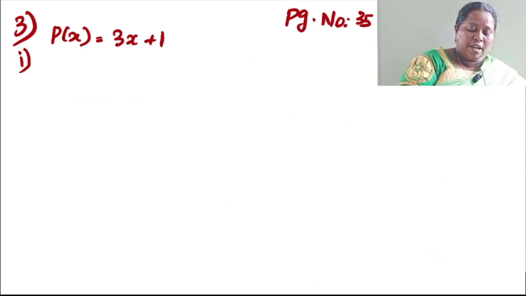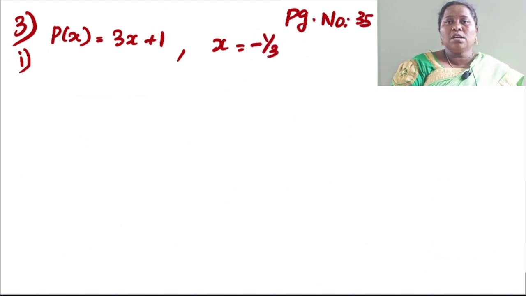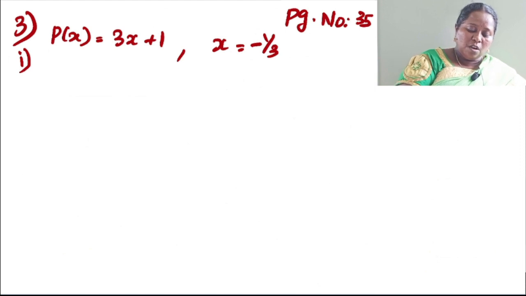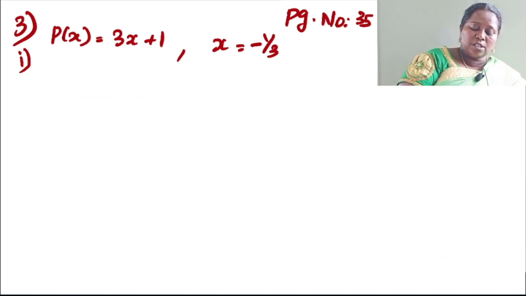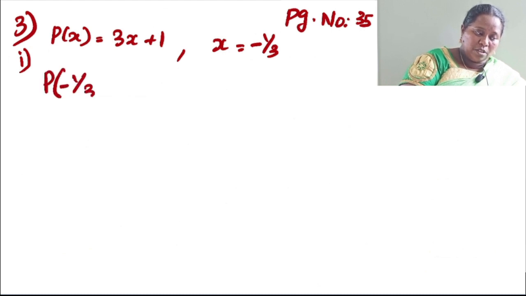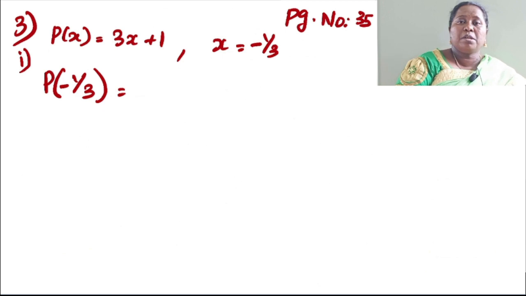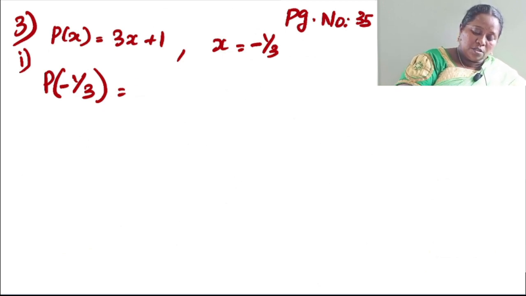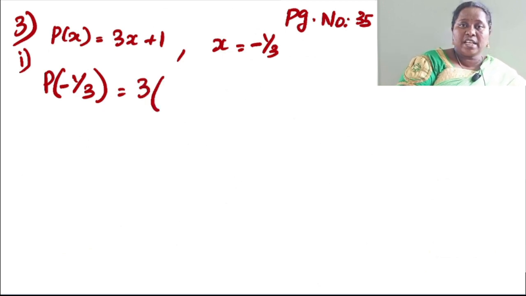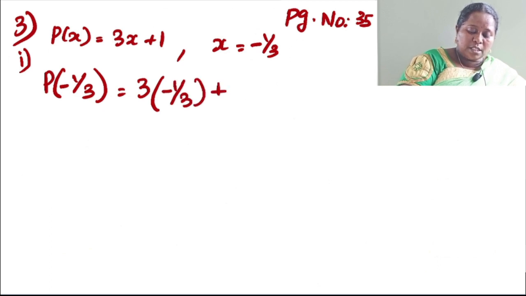3x plus 1, where x is equal to minus 1 by 3. We know that p of x is equal to 3x plus 1. When I substitute x as minus 1 by 3, what will I get? 3 into, instead of x I will get minus 1 by 3, plus 1.